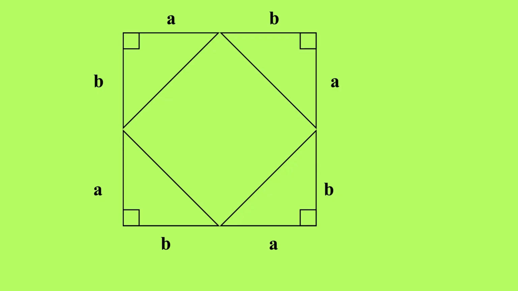So we have four exact copies of the same triangle we took before, and we've arranged them in a sort of square shape. Now, since this is a square, the internal square is going to have side lengths of C, because those are the hypotenuse of our four copies.